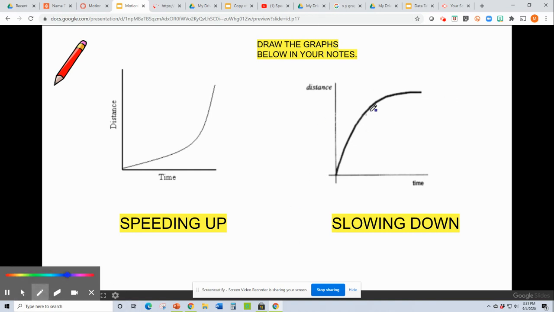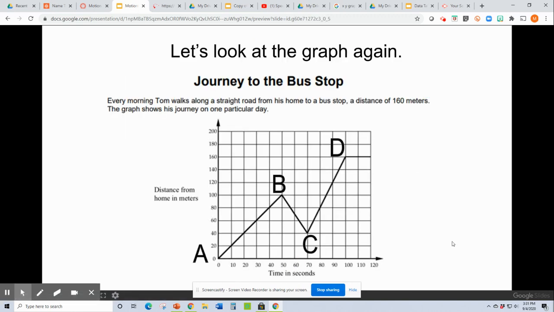Well, remember we said a flat line means the object, I could extend that on out. Remember that object is slowing down and maybe it's going to stop. Okay, so that will help you make sense. So let's look at this graph again. All right, so now it should make sense to you.